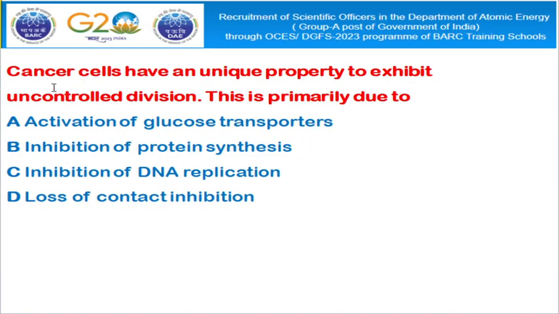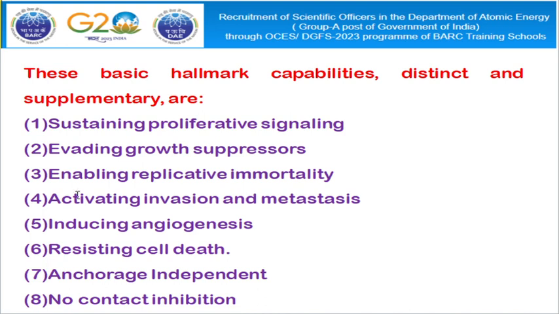Next, cancer cells have a unique property to exhibit uncontrolled division. This is primarily because cancer cells don't have contact inhibition. That's a unique property. These are other properties of cancer cells: they have sustained proliferative signaling, so they keep on growing, and they evade growth suppressors.